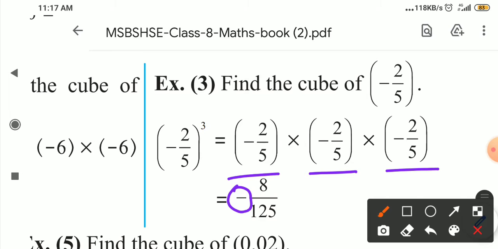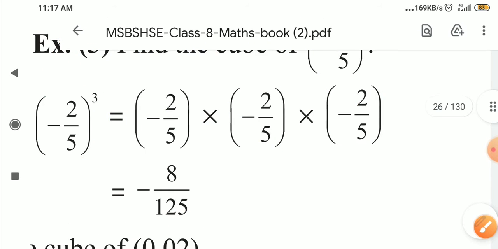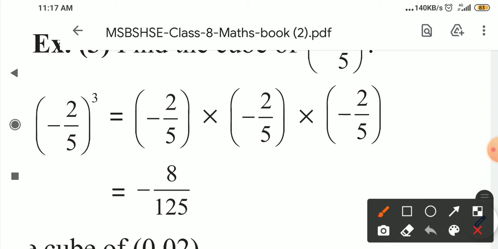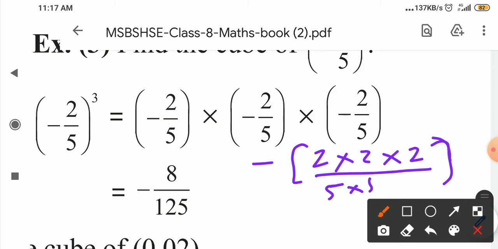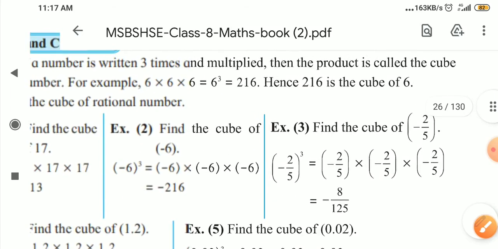Now do the multiplication of 2. 2 2s are 4, 4 2s are 8. And 5 5s are 25, 25 5s are 125. Here we did the multiplication of the numerator and the multiplication of the denominator. So we can add one step here also: take the negative sign outside the bracket, 2 into 2 into 2 upon 5 into 5 into 5. So 2 2s are 4, 4 2s are 8, 5 5s are 25, 25 5s are 125. In this way you have to find the cube of the numbers.